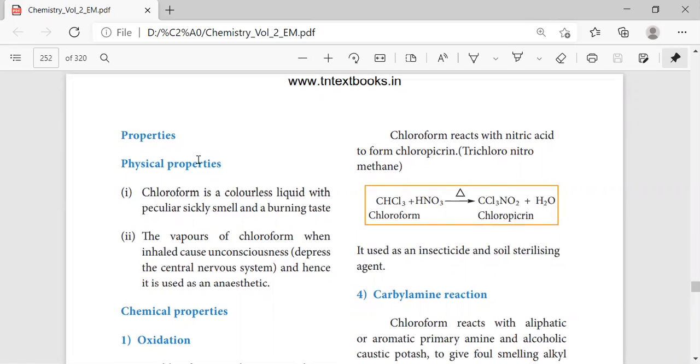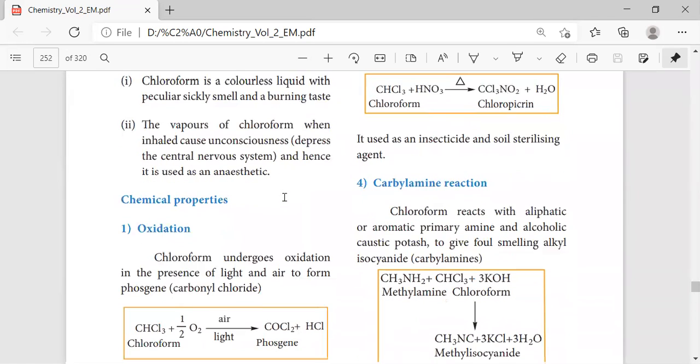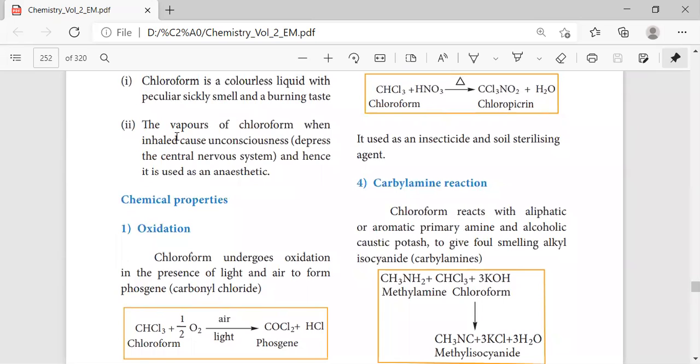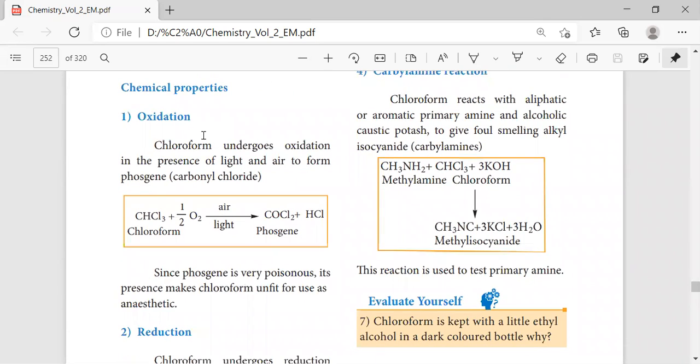Here in physical properties, chloroform is a colorless liquid with a peculiar sickly smell and a burning taste. It has a burning taste, and also the vapors will make the nervous system unconscious if we inhale them. Okay, so it is used as an anesthetic. Then chemical properties. First comes oxidation. So this chloroform on oxidation in the presence of air and light gives the product phosgene.